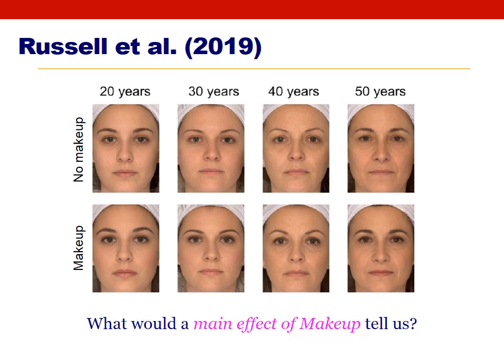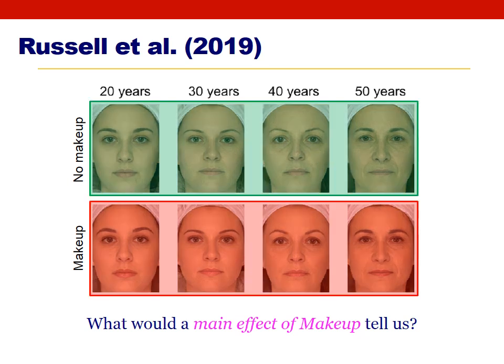The first thing we do in this study is test for a main effect of makeup. Since we're testing for a main effect, what we're going to need to do is combine our groups together. Specifically, all of the women who weren't wearing makeup, we'd combine them into one big group, and all of the women who were wearing makeup, we'd combine them into a second big group.